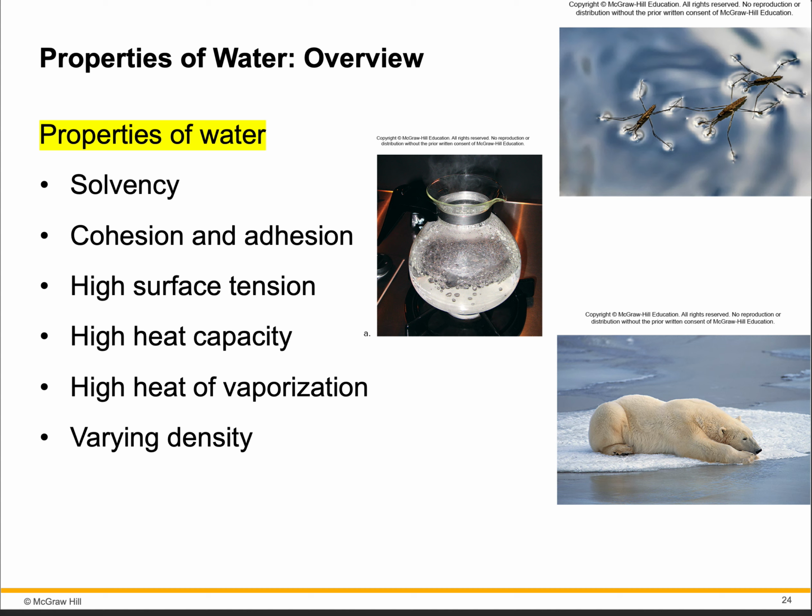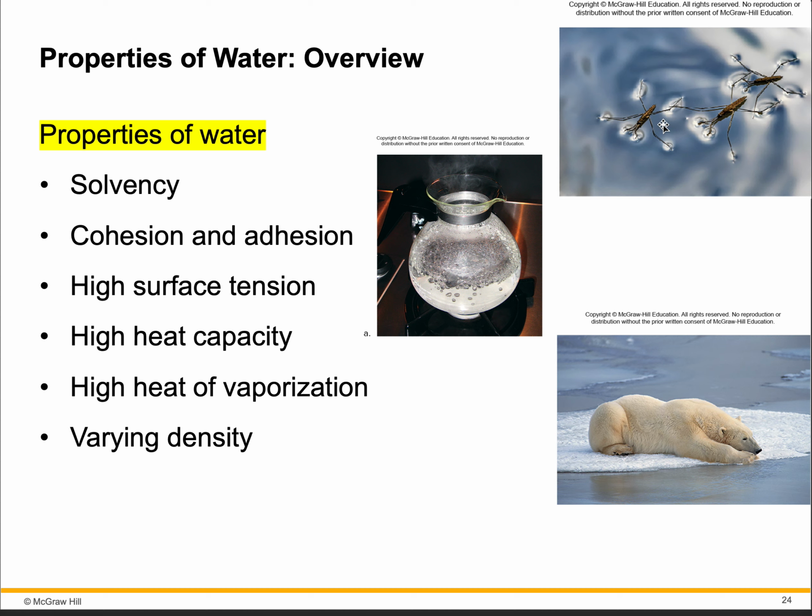A lot of things can mix into water, like sugar. You can put sugar in water and mix it, and it's completely fine. Then there's cohesion and adhesion. Here I have a picture of bugs that are able to walk on water, and that's because of this property, cohesion and adhesion, as well as the high surface tension. They're able to step on water and not completely submerge, because the water molecules are holding onto each other.